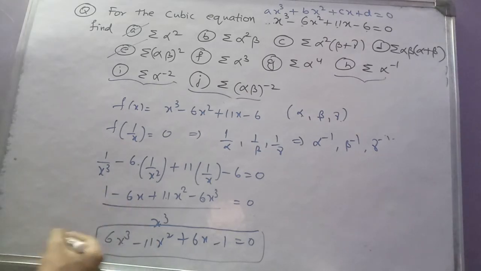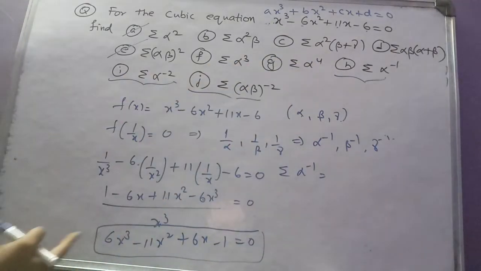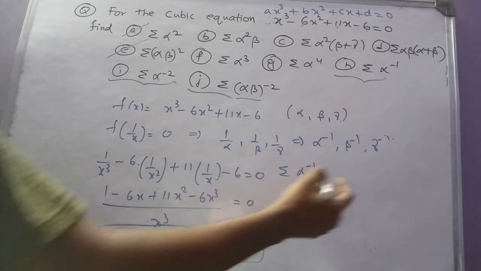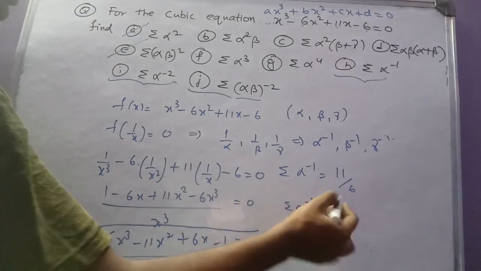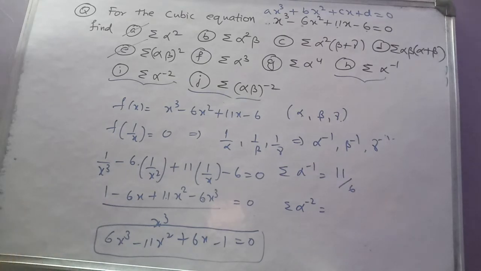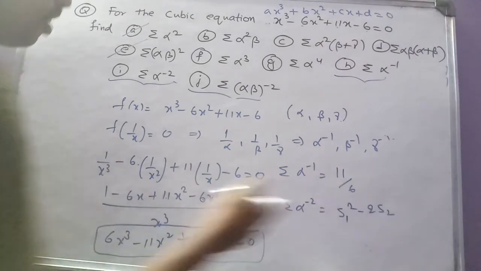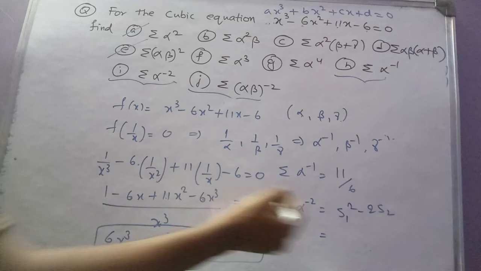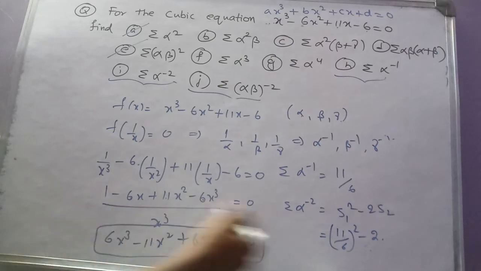Therefore, dear students, sigma alpha power minus 1 is nothing but the sum of the roots of this equation, which is minus b by a, that means 11 by 6. Then sigma alpha power minus 2 for this equation is nothing but the sigma alpha square formula. So what is it? S1 square minus 2s2 for this equation. S1 square means minus b by a, that means 11 by 6 whole square, minus 2 into S2, which is c by a. C by a is 1.